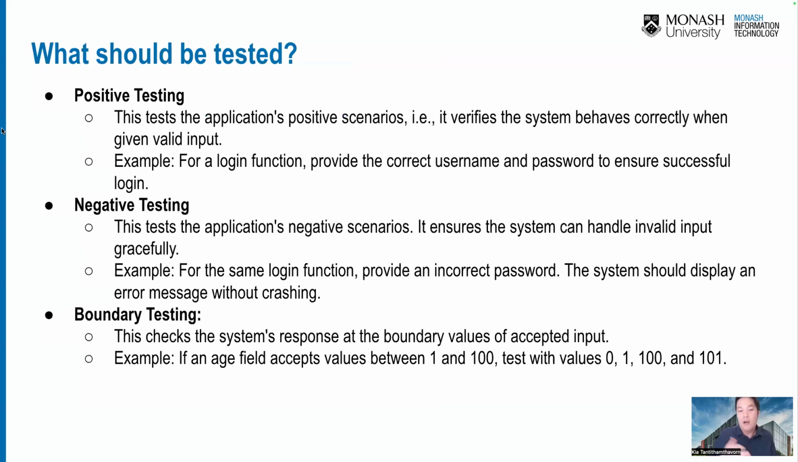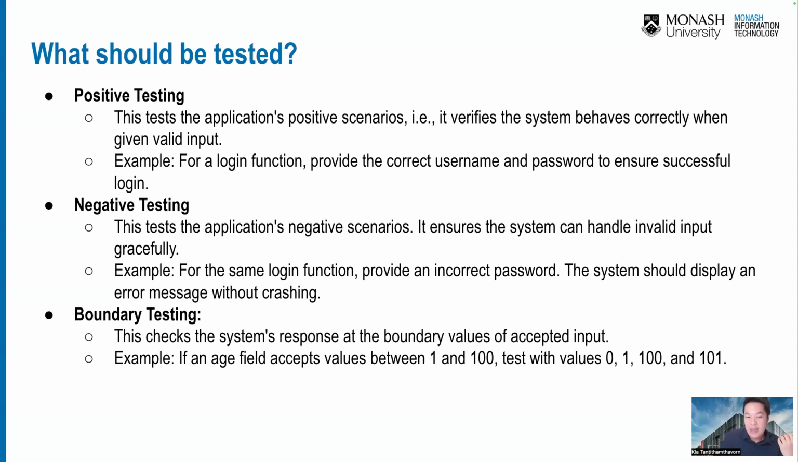Or I can give you this example. For the same login function, provide an incorrect password, and the system should display an error message without crashing. That is negative testing. Another negative testing could be the division. We cannot divide anything by 0, so the calculator application should handle this kind of exception condition.